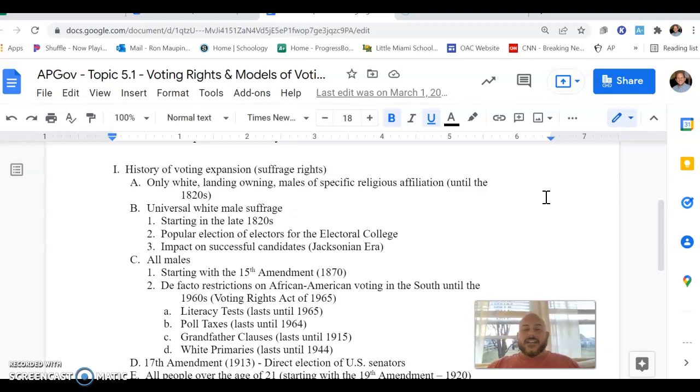Well, if you're living in the Gilded Age, in the late 1800s, and you're black, almost certainly your grandfather was a slave. And if your grandfather was a slave, well, he wasn't able to be a legal voter, ergo, you were not a legal voter.